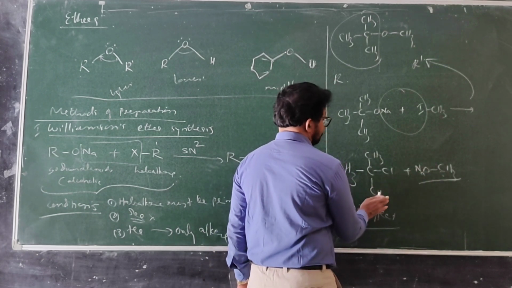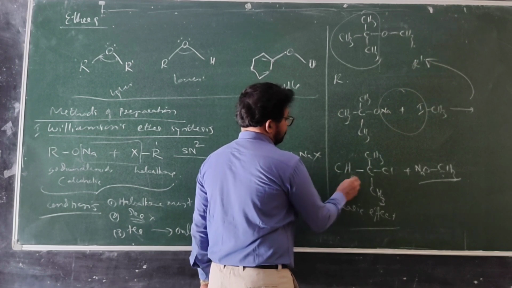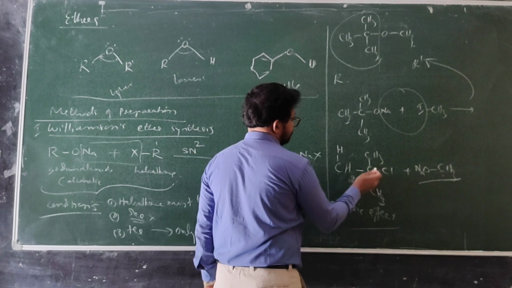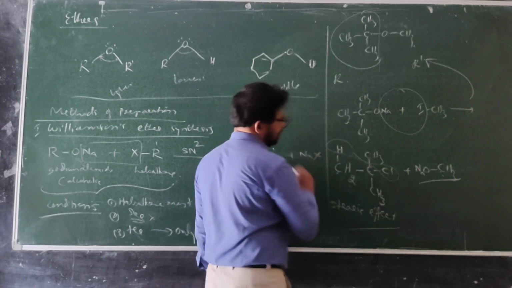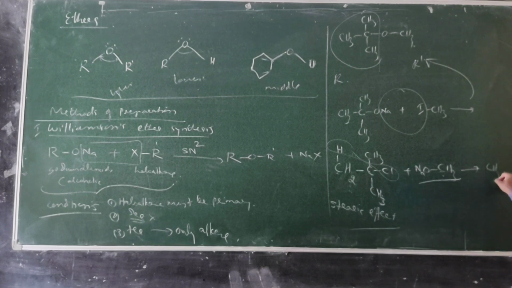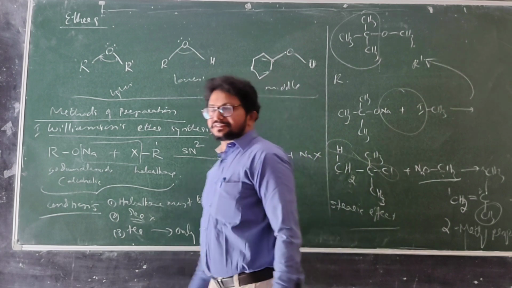What will the base do? Beta hydrogen, any of the beta hydrogens. Either this, or this, or this, alpha, beta. Let me remove a beta hydrogen from here, and the halogen from here. All are identical. So if I remove HCl here, this is going to be the product: CH2 double bond C, CH3, above or below, wherever you write, CH3, plus HCl. HCl comes out as NaCl and CH3OH. And this is carbon 1, 2, 3. This is 2-methylpropene.